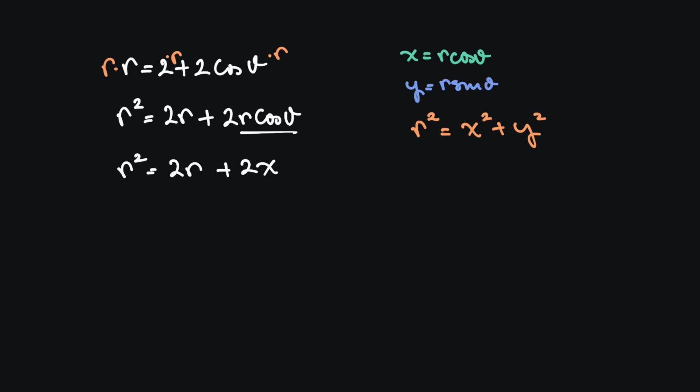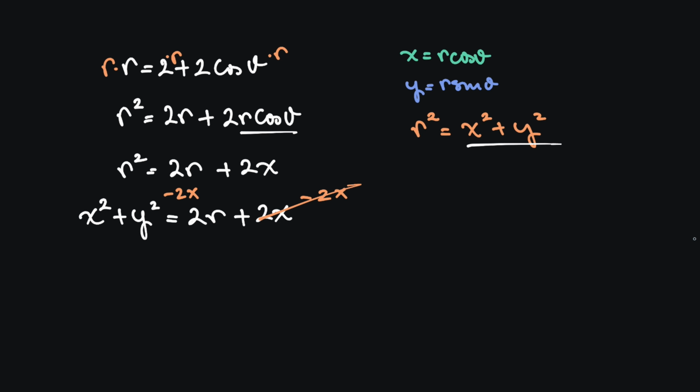But we'll still have this r, and we know that we can change r squared by this expression: x squared plus y squared equal to 2r plus 2x, right? We can isolate this 2r. So if this is adding, then we need to subtract 2x on both sides, if you remember. And we will have x squared plus y squared minus 2x is equal to 2r, right?